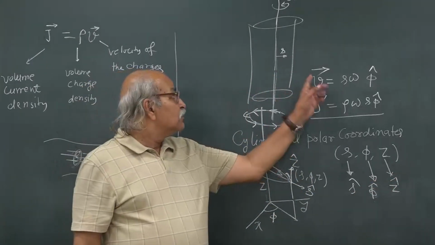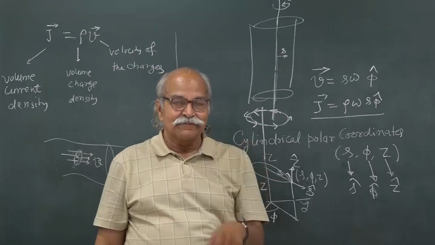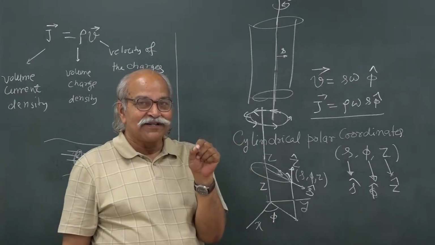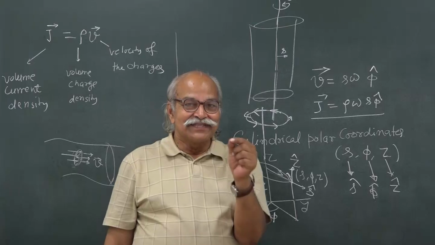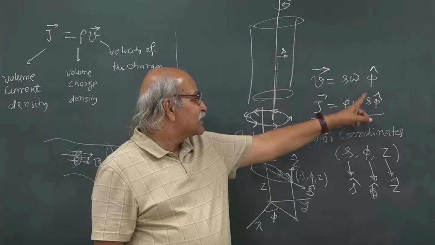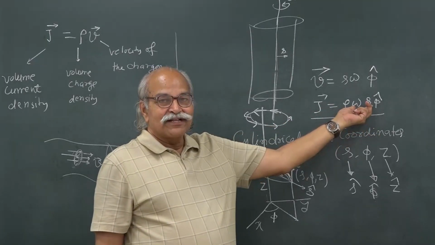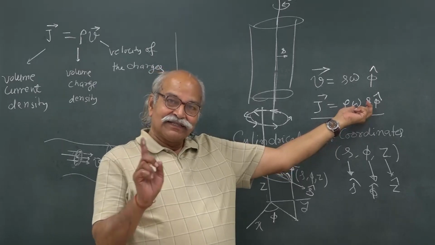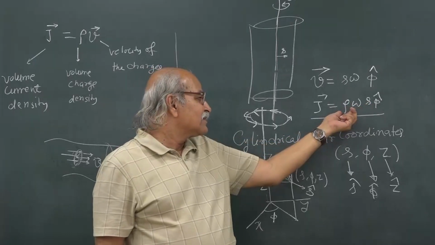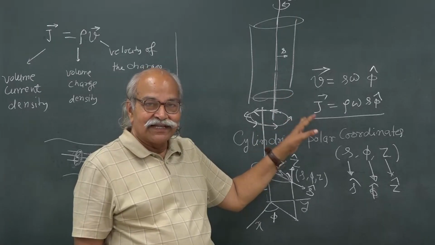Now, since that whole cylinder was rotating about its axis, all those grains, all those rock salt particles, all those charges, were going in circles around the z axis, and therefore, the velocity direction is phi cap, and the magnitude of velocity is omega, the angular speed, multiplied by the distance from the z axis, which is also the axis of rotation, and then the charge density. This is the expression for volume current density.